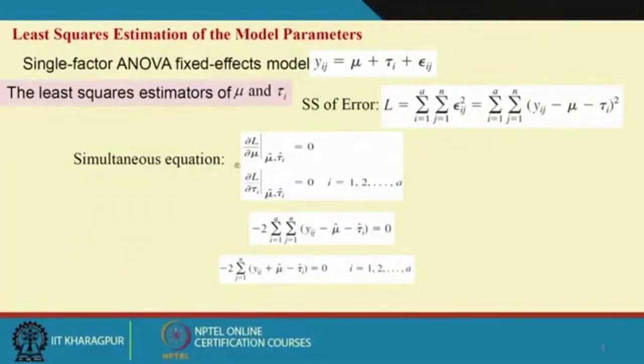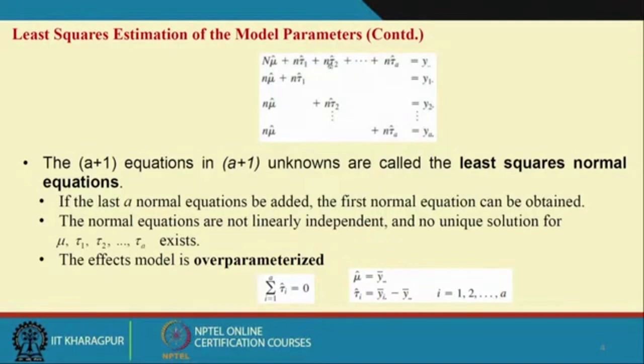What are the simultaneous equations? Del L by del mu given this is 0, and del L by del tau_i given this is 0. The first one, if you take the derivative with respect to mu, you will get this equation. Now, if you do the same with respect to tau_i, you will get this equation. So, how many equations do you have? You have a plus 1 equations, that is what we are seeing here.